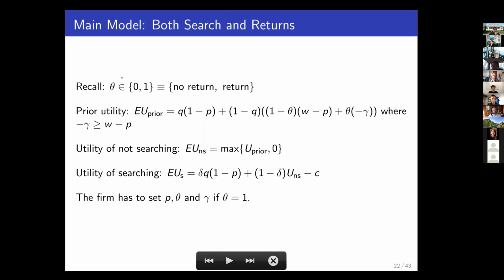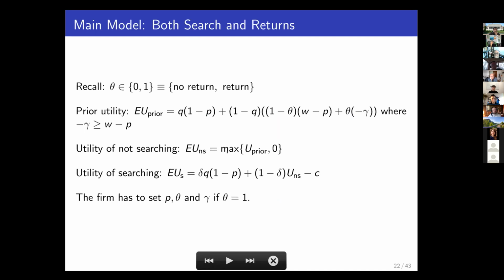So just to remind you, theta can be 0 or 1, which is no return or return. So the prior utility looks like this, right? This is the same as the case of return, actually. With probability Q, I'm going to buy, it'll be a match, sorry, with probability 1 minus Q. If returns are available, then I'll return it, and if returns are not available, then I'll incur this. And obviously, you want to make the return attractive to the consumer in the case of not a match.